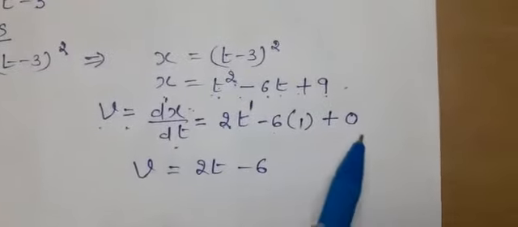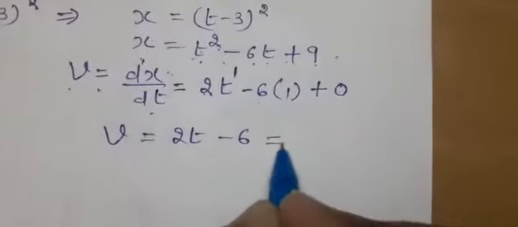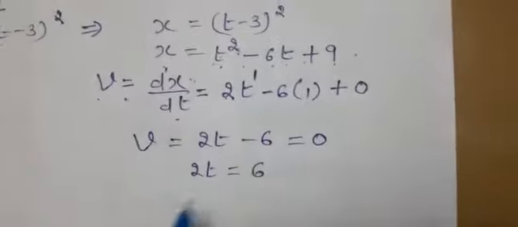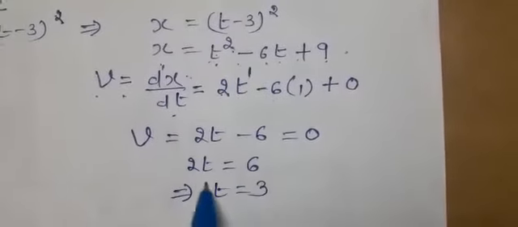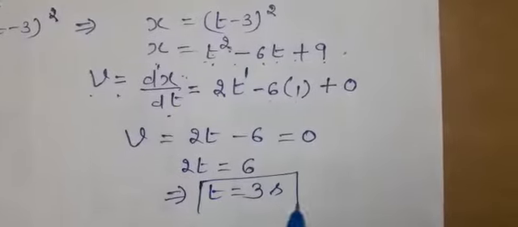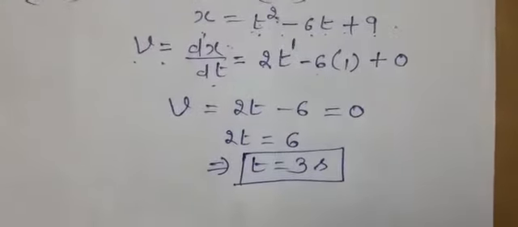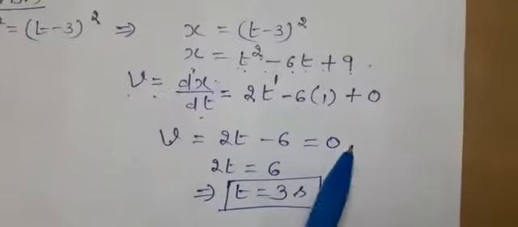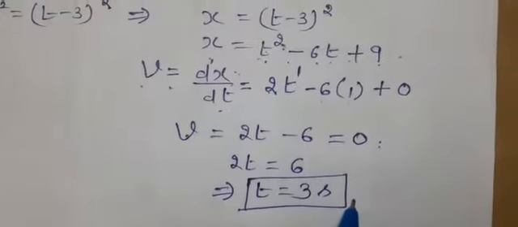Same applied here. Now come to the condition as velocity is given to be 0. When it is given to be 0, so 2t will be equal to 6. This implies t is equal to 3. That means time is equal to 3 seconds. So after 3 seconds, its velocity will become 0. So the purpose of this step is to get the instant at which velocity is 0.